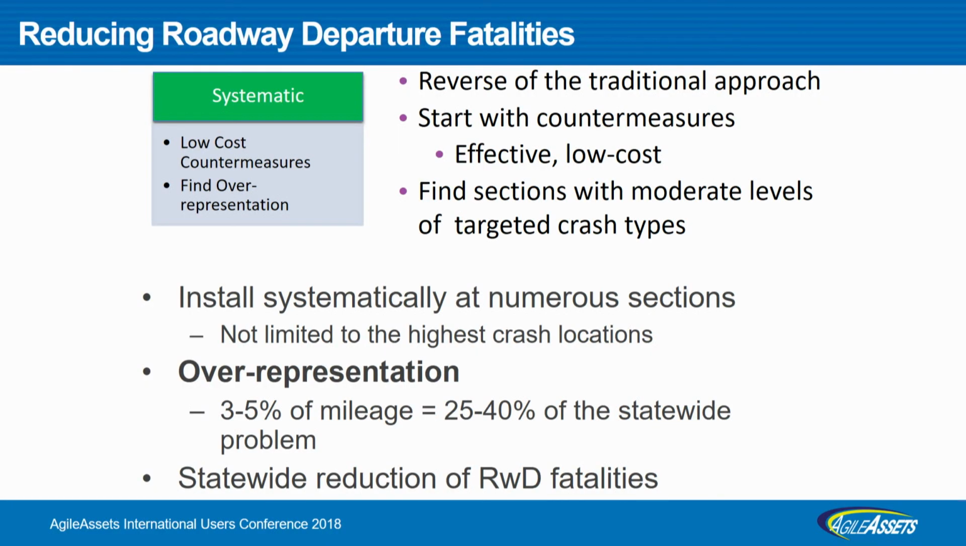Systemic improvements are basically the reverse to the traditional approach. You start with countermeasures that are effective, but they're often low cost. You find sections of roadway that have moderate to high levels of the targeted crash types, and you systemically install these improvements throughout those locations. You don't just focus on your high areas, you focus on what the problem is and or the potential problem is there. You look for an overrepresentation, generally 3 to 5% of the mileage with 25 to 40% of the statewide problem.